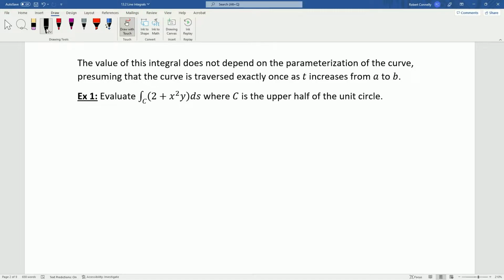Okay, so let's go ahead and tackle an example. Evaluate the integral over C of 2 plus x squared y ds, where C is the upper half of the unit circle. So if we've got the upper half of the unit circle, it's always sensible to just parameterize this in the usual way. So x equals cosine of t, y equals sine of t.